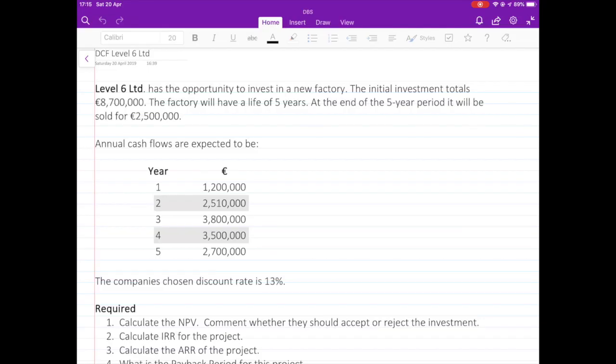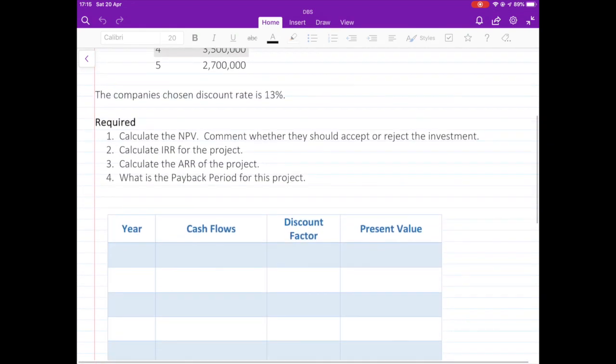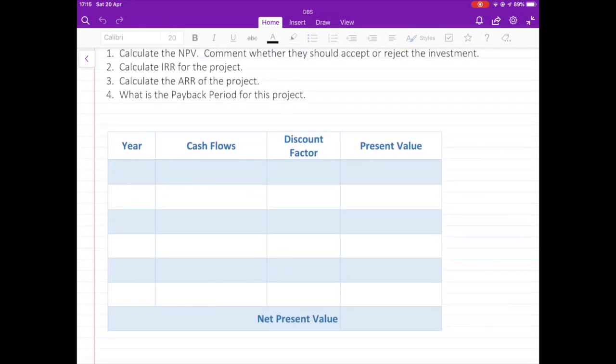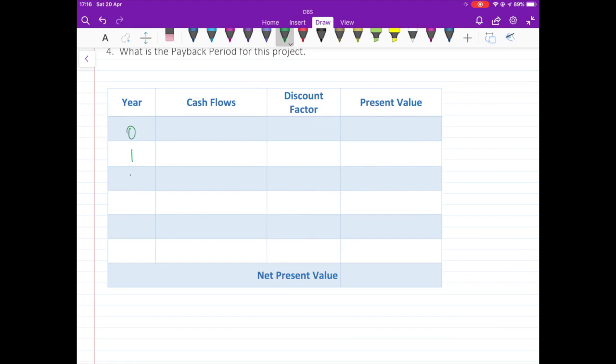Now we're looking at the calculation of the net present value and internal rate of return of a set of predicted cash flows. So in this case, we have a set of cash flows. The company's chosen discount rate is 13%, and we're going to work out whether the firm should take on the project at all given the cash flows. So the project is a 5-year project, and there's cash outflows and cash inflows.